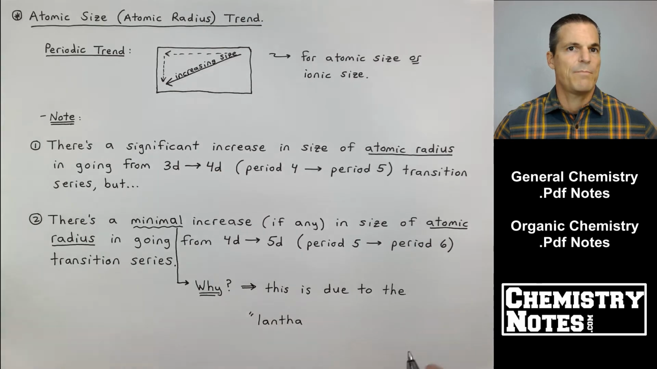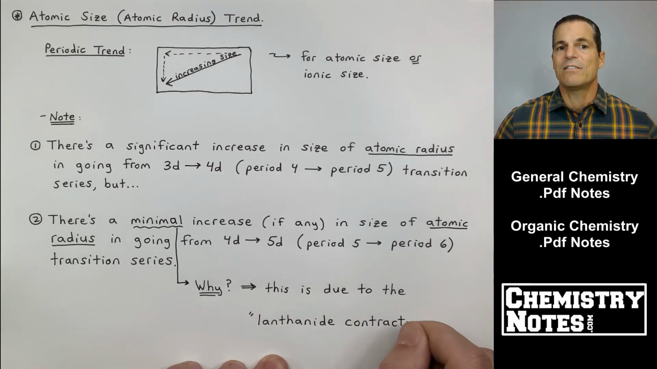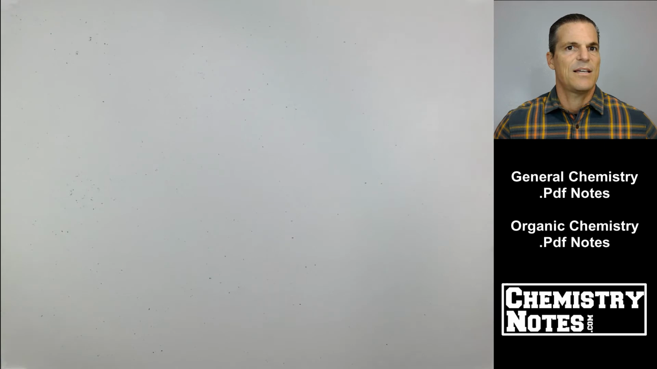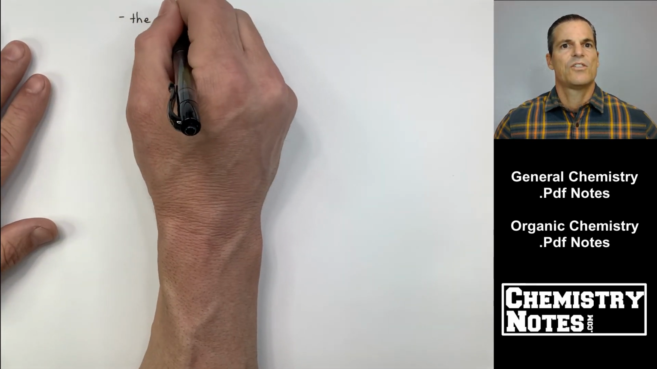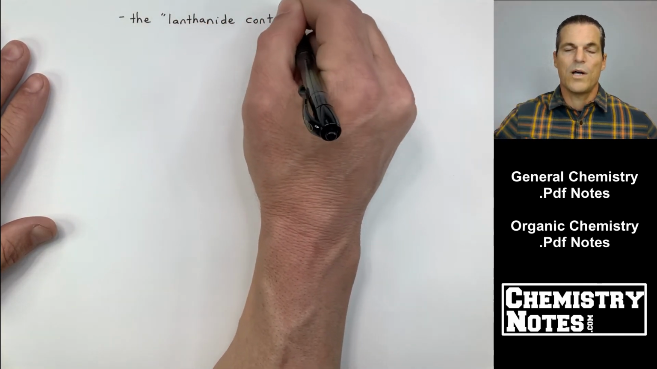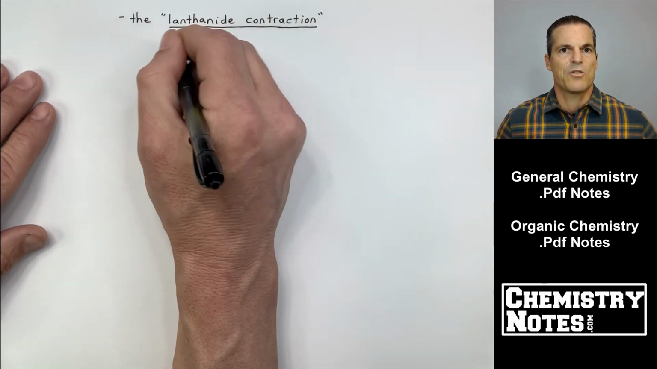We essentially have 3 periods we need to take a look at here, right? And the minimal increase that we see in going from period 5 to period 6, this major difference is we start to see the lanthanides. The lanthanides show up in period number 6. Okay, that's different than number 1 where we were going from period 4 to period 5. This is called the lanthanide contraction, right?